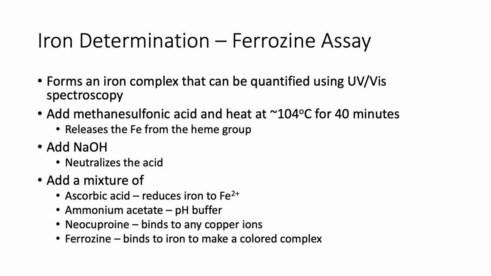Neocuprine binds to any copper ions that are in the solution, so the Ferrozine ligand is not necessarily specific to iron. So if there are any copper contaminants, then it will also bind to copper. But the neocuprine is more specific for copper, so it will bind to the copper ions and make sure that it does not contaminate your assay. And then, of course, the Ferrozine binds to the iron to make the colored complex that we are going to measure.